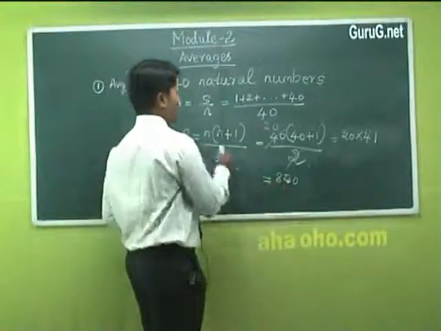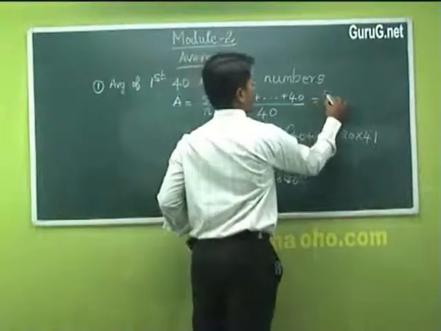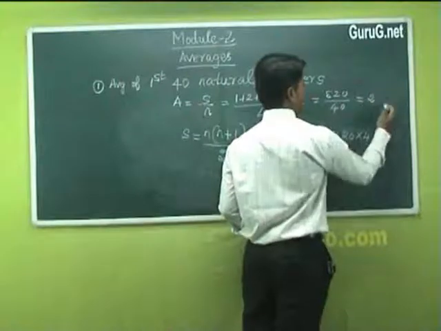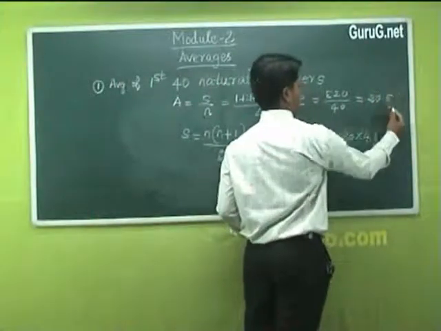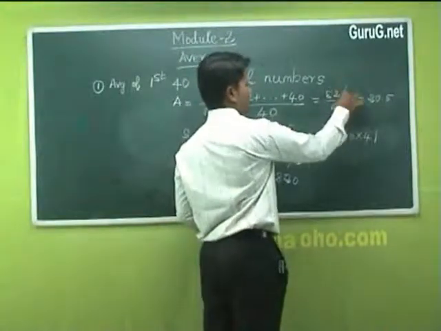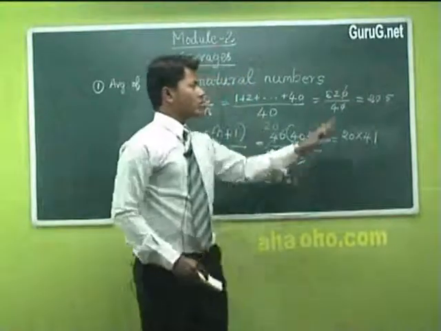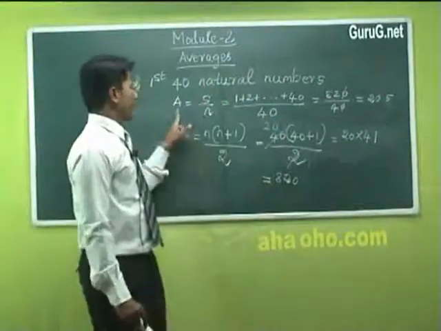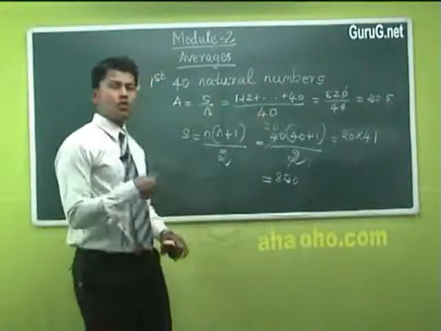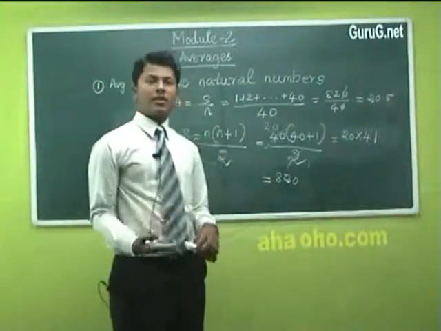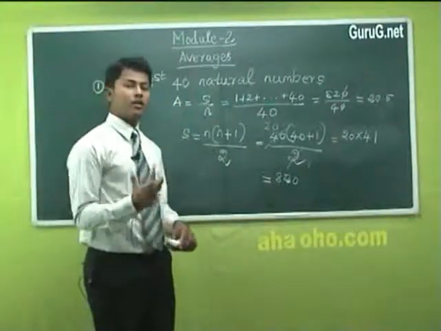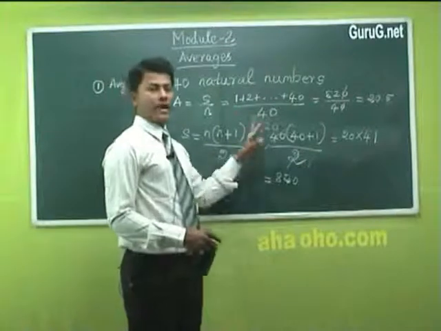So using this formula, you can find the sum easily, that is 820. Now you substitute the value of S in this formula. It is 820 by 40. So the answer is 20.5. 0 and 0 get cancelled. So 20.5 is the average of the first 40 natural numbers. So use the existing formulas in various other areas, let it be basic mathematics, basic arithmetics, or fractions or decimals, and make use of them in solving your problems on averages.